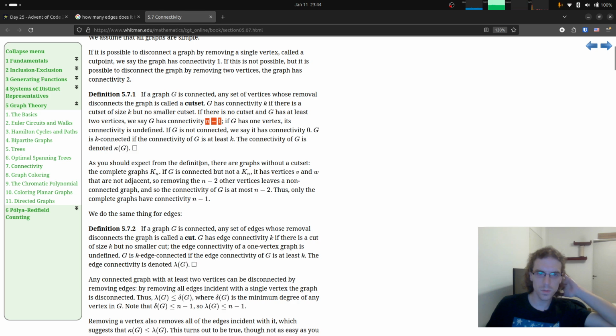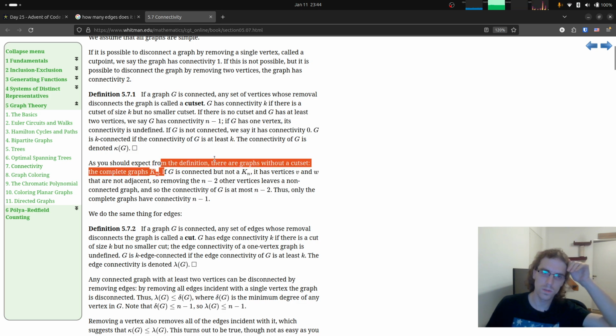As you should expect from the definition, there are graphs without a cut set. The complete graph Kn. Complete was when, I think, all the nodes connect to all the other nodes. So vertices, nodes are vertices.